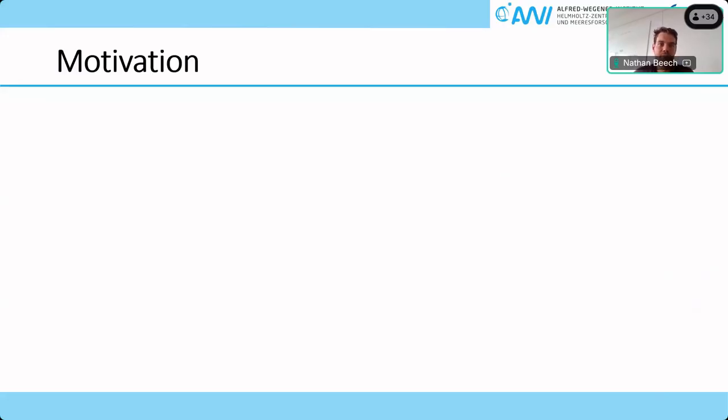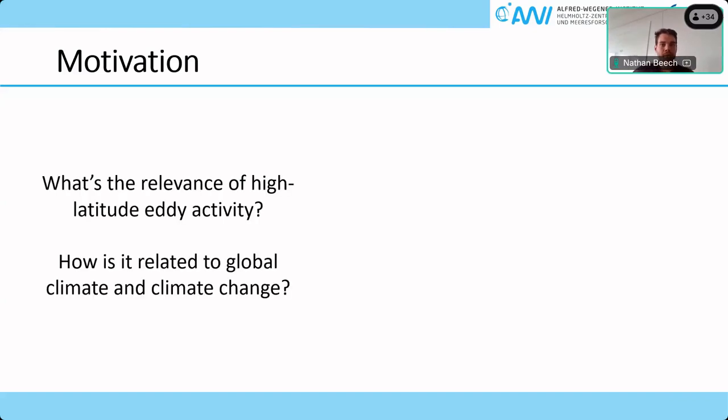So to begin with, I'll go over the motivation for looking into eddy activity in the high southern latitudes. It's often omitted in climate simulations and from observational studies, which I'll get into a bit in a moment. And so I want to not only look at the effects of eddy activity in the high latitudes, but how those effects can relate to the climate and climate change.